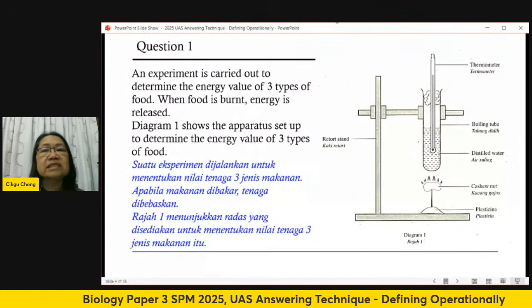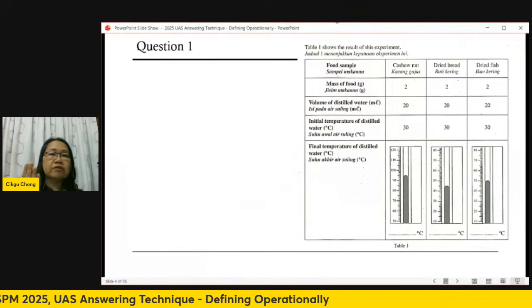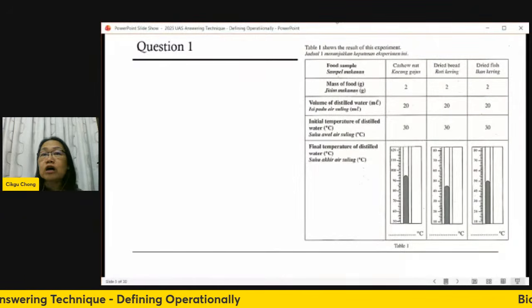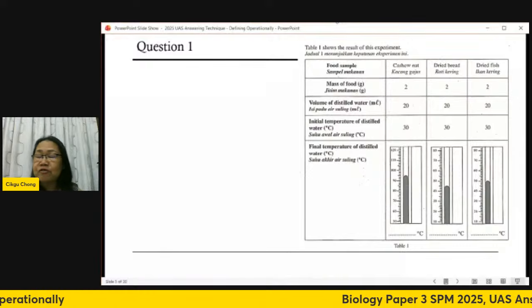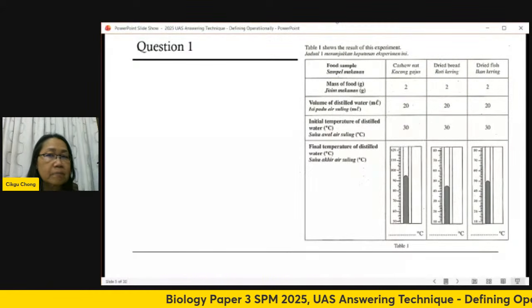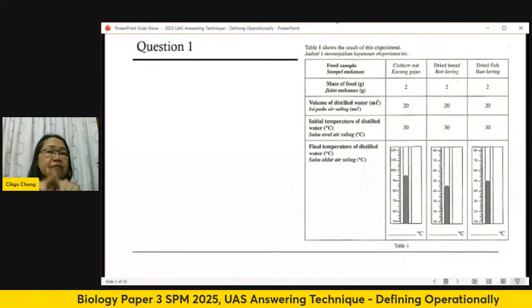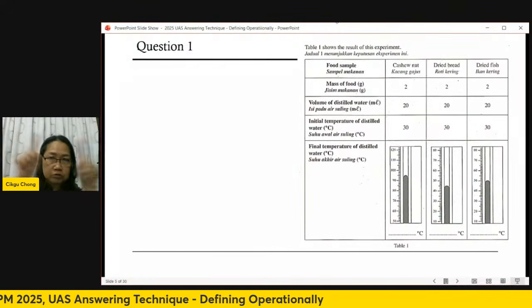So let's see the table of results first. The table of results gives you the sample. This one is before your Ujian Amali Sains 2021, so this is all given to you. But if you are doing the experiment yourself, you have to draw your own table of results.